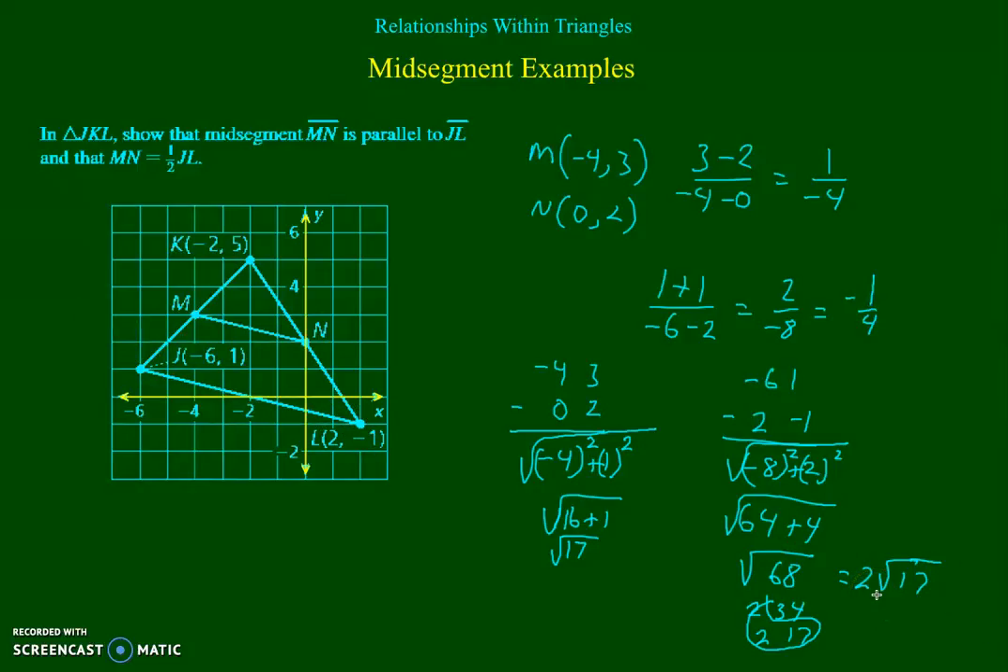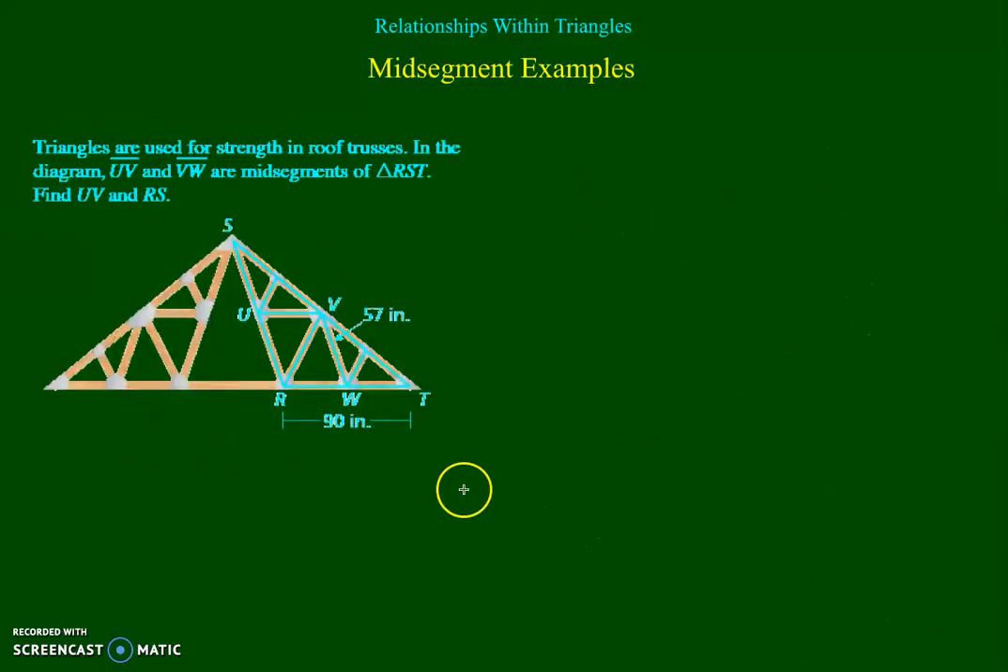All right, let's move on to another example. So in this example, we have a roof truss, and we're told that UV and VW are midsegments of this triangle, and we need to find the length of UV, this length, and RS, which is going to be this whole length up here. Well, because these are midsegments, we know if this is 57, RS has to be twice that.